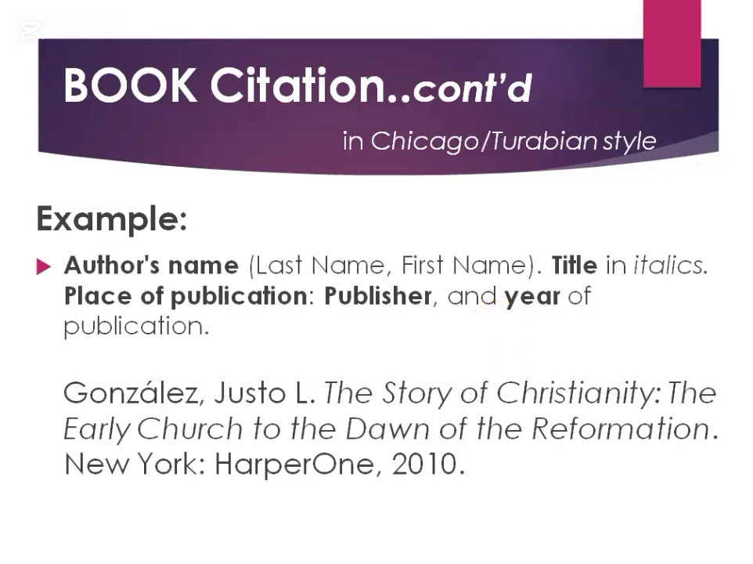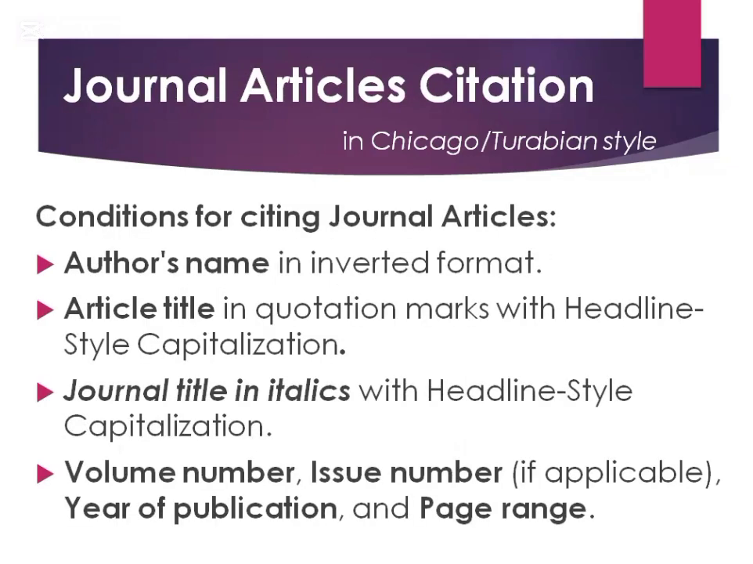All right, let's look into other citations. Now, we'll be citing journal articles. How do we cite journal articles, and what are the conditions necessary for citing a journal article? The first condition is the author's name, which also will be in inverted format. Just note this, that wherever we have the author's name in your bibliography, it will be in inverted format. That is, the surname comes first, then the other names.